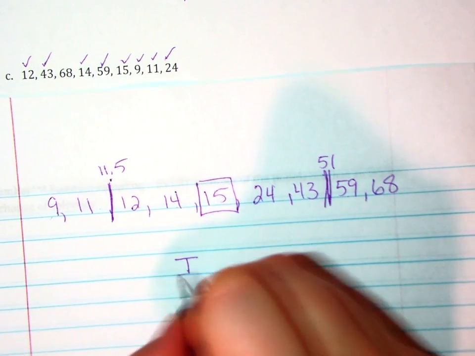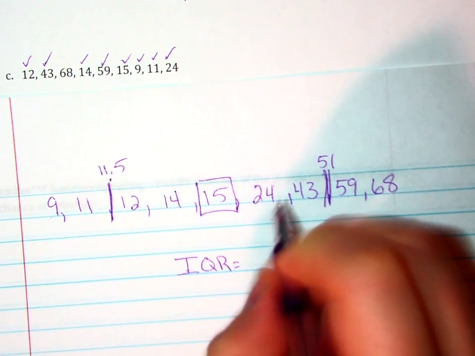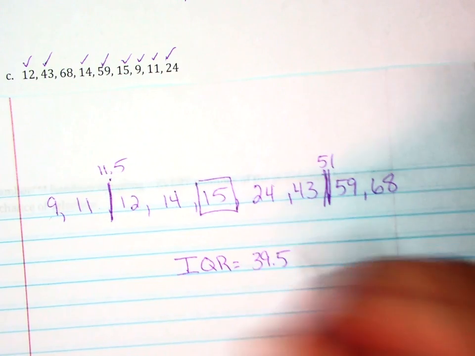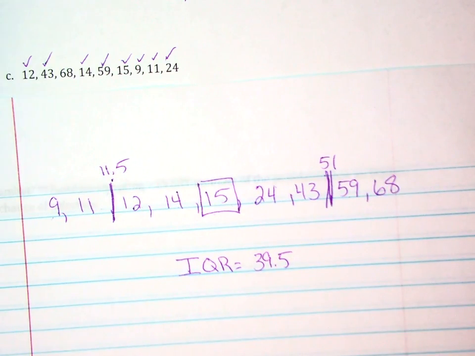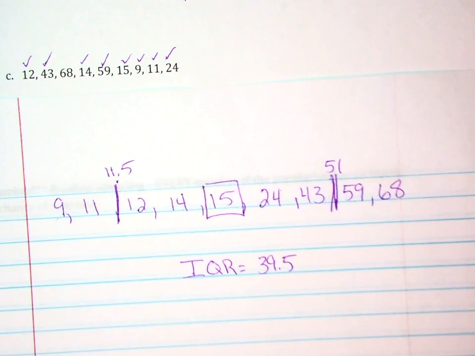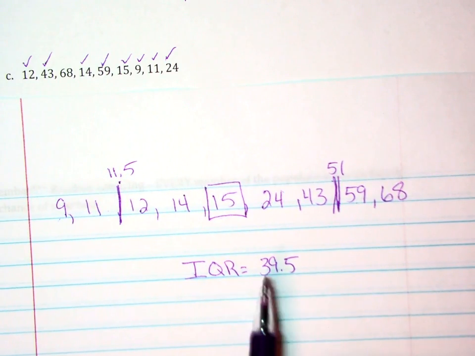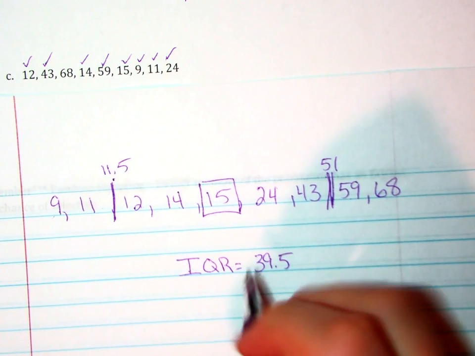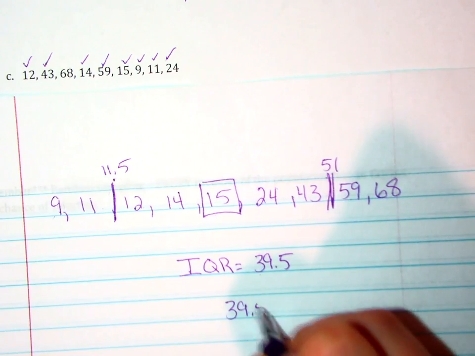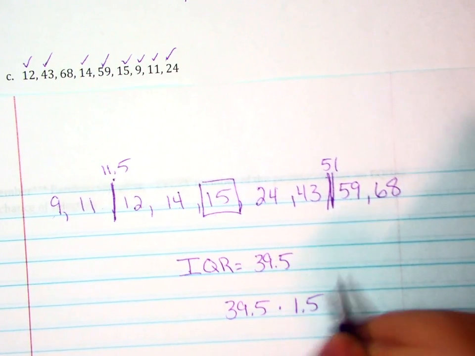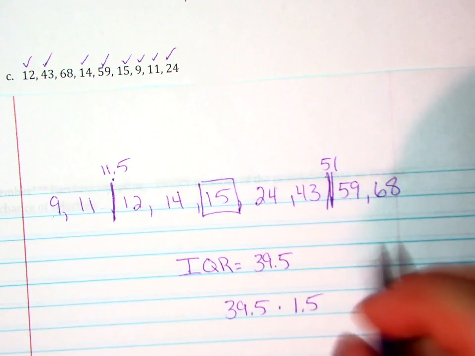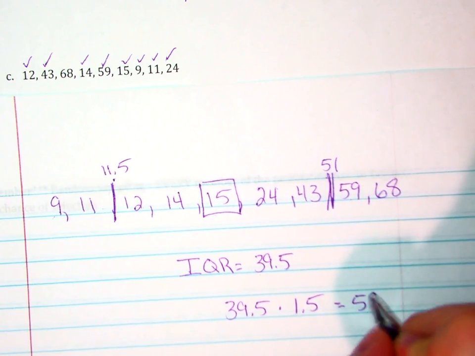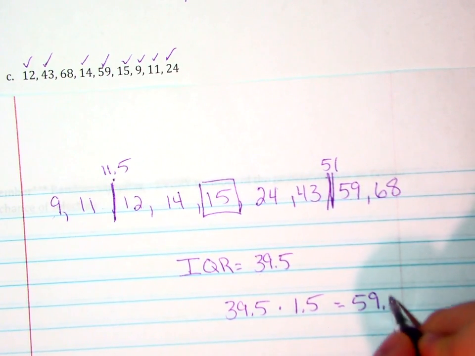We find the interquartile range by subtracting 11.5 from 51. So my IQR equals 39.5. And we're going to go ahead and finish up the process, but we can already see from here that if I add 39.5 to 51, all of my values are going to be included values. But we'll finish up the process. 39.5 times 1.5 equals 59.25.